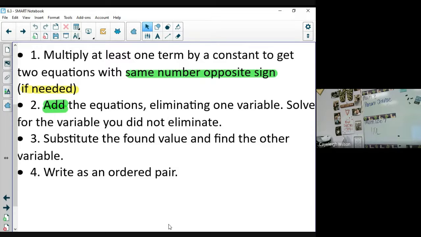So we also talked about how sometimes you have to multiply one of the equations by something to make them be the same number opposite signs. After that, you add equations together, and you should cancel one of them out. So like 2x plus negative 2x would be 0. They would be gone. And then you'll solve that, and then you'll plug it back in to find the other variable and write your answer in ordered pair.